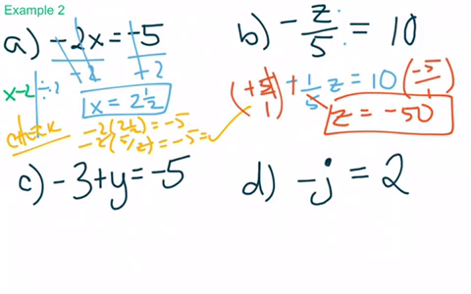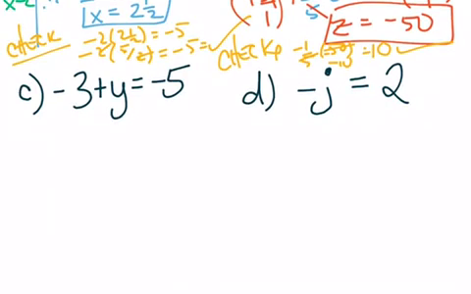Check it. I'm going to give myself some more space. So we're going to plug in -50. -1/5 times -50 is equal to 10. 50 divided by 5 is 10, right? -1 times -10, oh, that was a -50, okay. -1 times -10 is equal to 10, so we're good, okay?